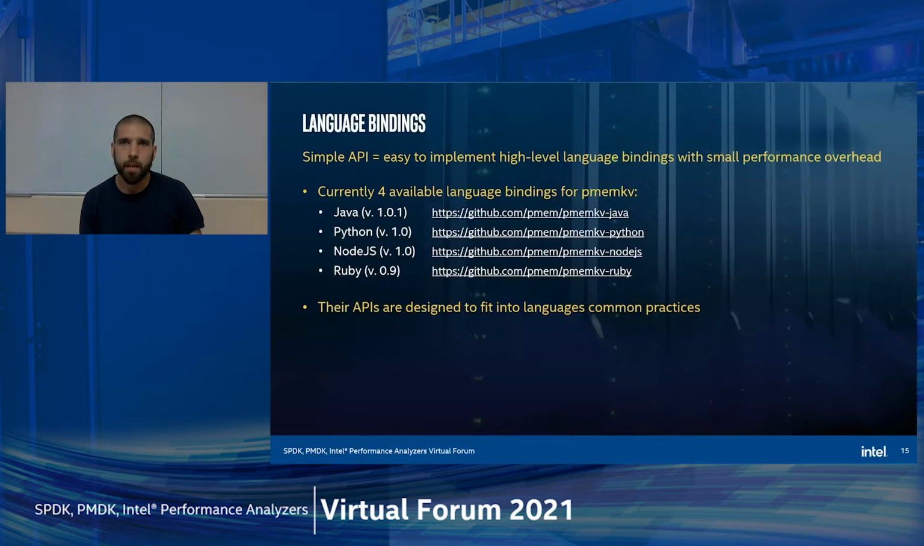We also provide high-level language bindings. Three of them have already had stable releases: Java, Python, and NodeJS. The Ruby binding is in its very early stage. Every binding is made with a slightly different purpose in mind. The Java binding is intended to leverage PMEM for enterprise applications and provides a flexible API to serialize objects before they are stored.